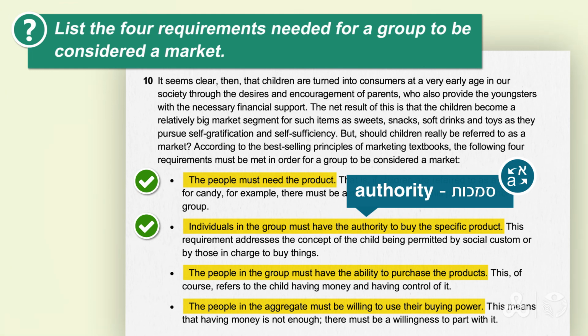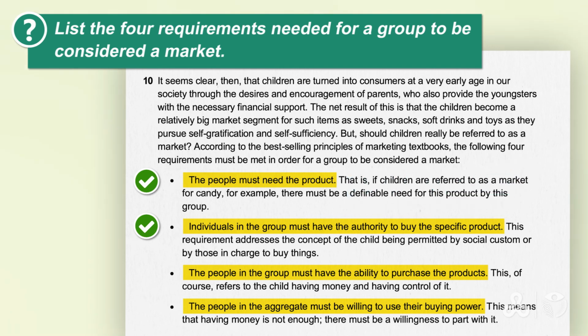צריכה להיות להם הסמכות, הכוח, היכולת לקנות את המוצר. The people in the group must have the ability to purchase the product. האנשים בקבוצה צריכים להיות בעלי יכולת לרכוש את המוצר. And the last requirement, the people in the aggregate must be willing to use their buying power. So the people in the group must be willing to use their buying power. האנשים בקבוצה צריכים להיות מוכנים להשתמש בכוח הקנייה שלהם.